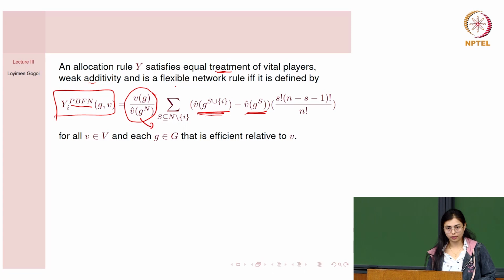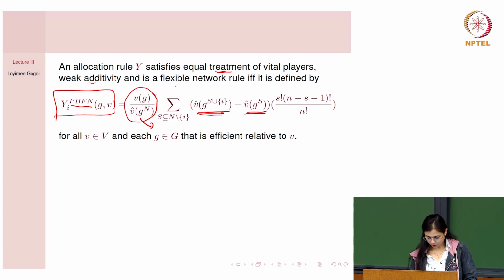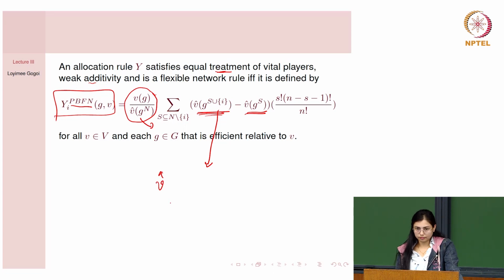G to the power n. No, in the big cap, G to the power S union. This is the summation. Within sigma, you have this one, B to the power cap. Is it the complete network with S union? Yes, it's a complete network. It's considering the complete network with the players S union I.